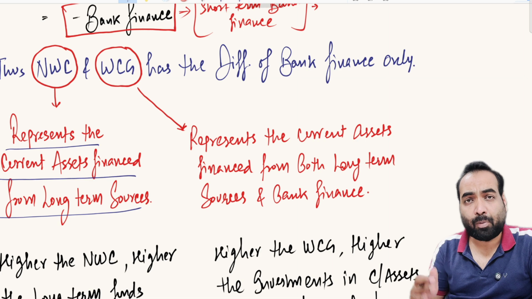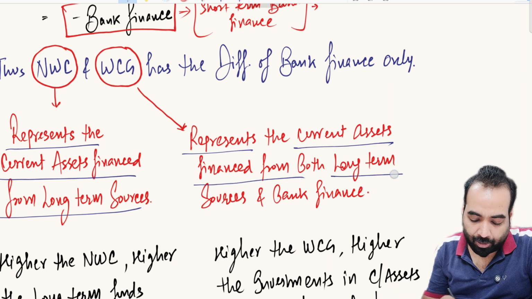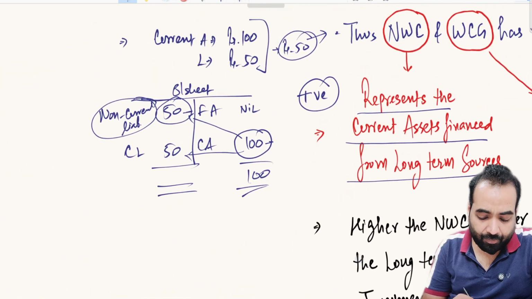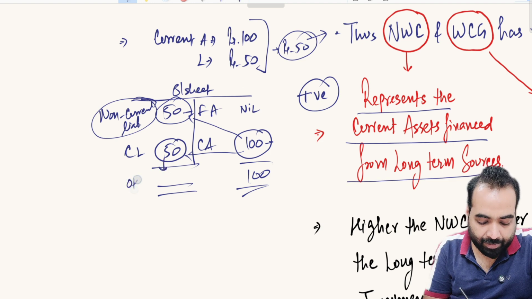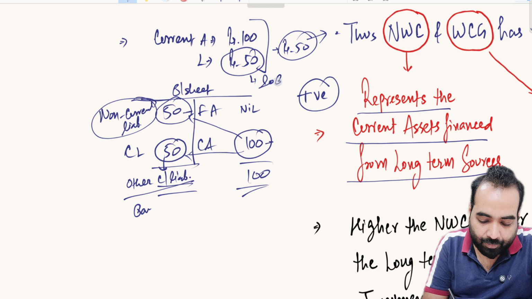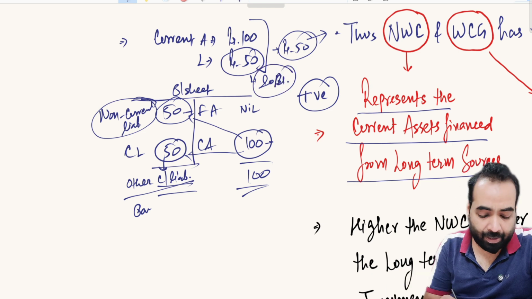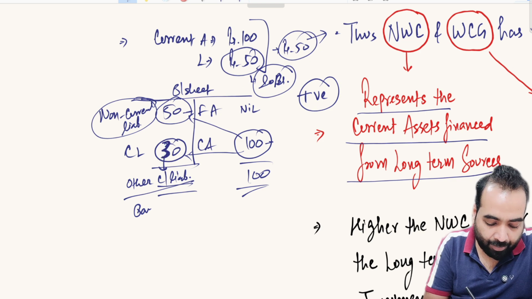So what does WCG represent? It represents the current assets financed from both long-term sources and bank finance. In WCG, we do not count the full current liabilities. We count only the other current liabilities; we do not add bank finance here. Suppose in these current liabilities 20 rupees is the bank finance which was taken for working capital purposes, then the other current liabilities would be rupees 30 and bank finance would be rupees 20, right?